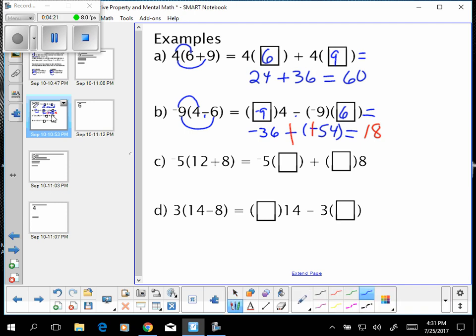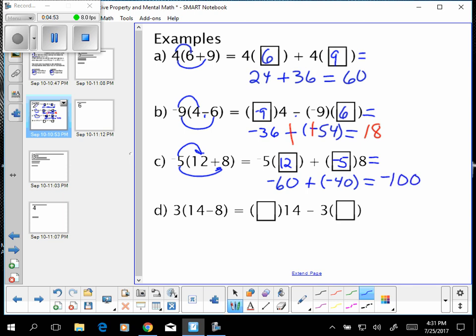Let's look at C. Negative 5 should be distributed over the 12. What's missing to the right is the 12. Then I'm supposed to distribute the negative 5 over the 8, so a negative 5 has to go here. Negative 5 times negative 12 is negative 60. Negative 5 times 8 is negative 40. And negative 60 plus negative 40 is negative 100.